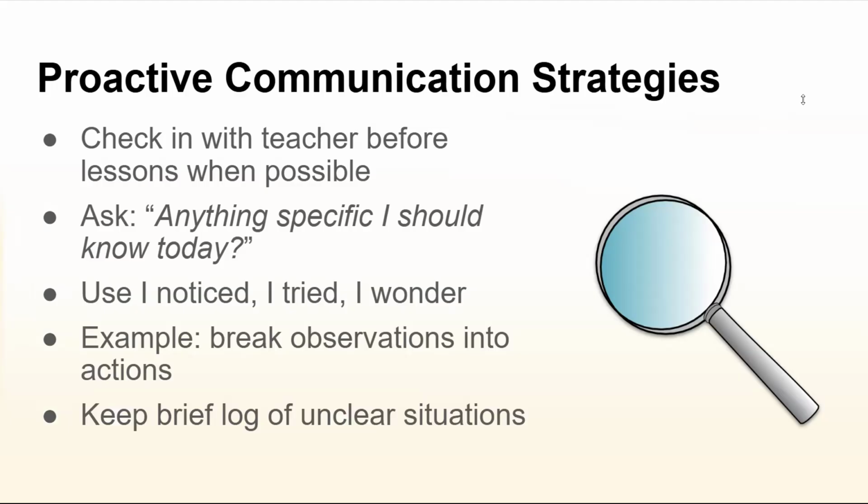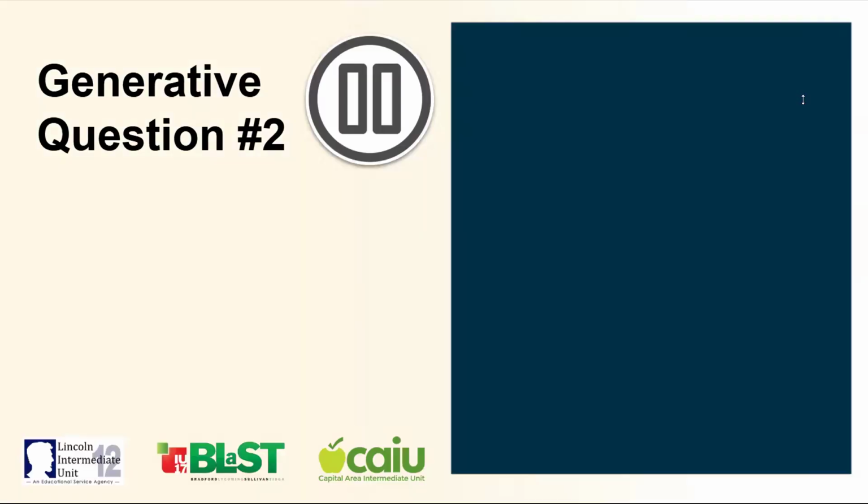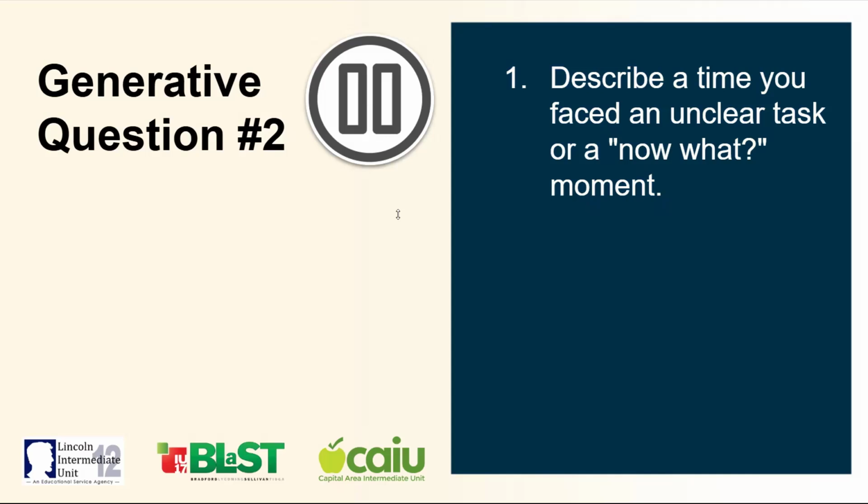So whether it's a note on your phone or a small notebook that you have, writing down unclear situations so you can go back and communicate those to the people you work with later on is really, really helpful. Now we're at generative question 2. So I'm going to share that with you. And again, there's a spot in your notes to reflect on this.